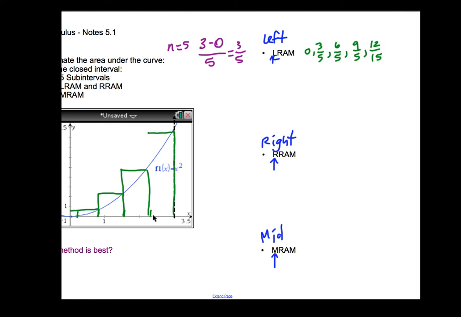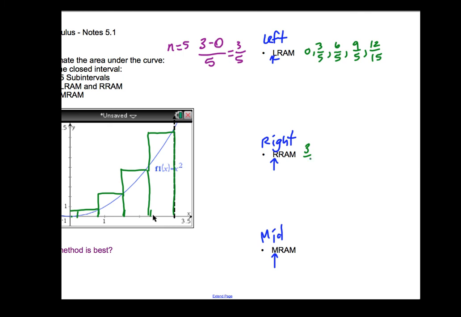And notice with the right area, on this particular part of the curve, we're going to have an overestimate. Okay, we're going to be too big. But that's okay. So what specific spots are we looking at now? Well, now we're looking at 3/5, not 3/4.